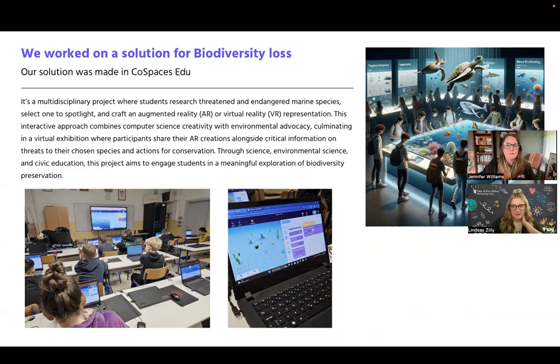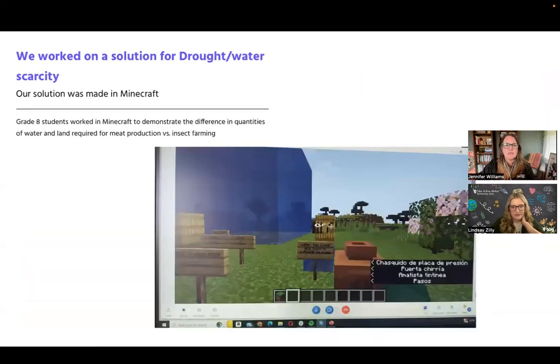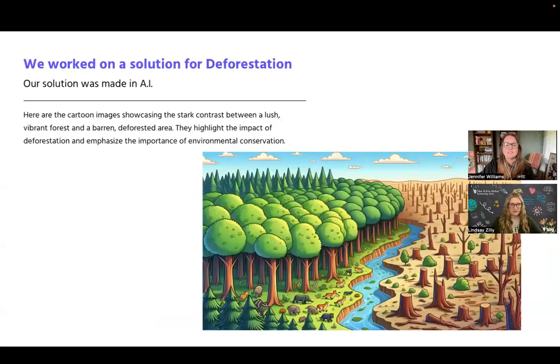This was one that was created and shared, and they made their solution in CoSpaces EDU. And you can see they're incorporating augmented reality and virtual reality, some pictures of the students creating there. Minecraft is a big solution selection that people are using. They really love using Minecraft to build out worlds. This was a classroom and they used Minecraft for a solution for drought and water scarcity. So this is grade 8 students, and they're sharing their plans there.